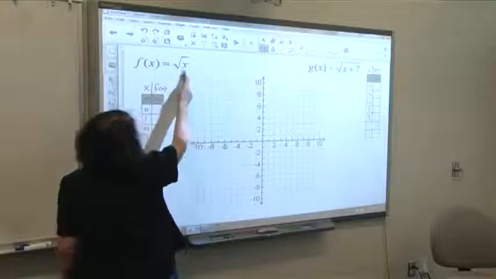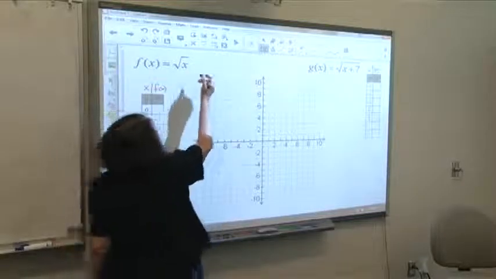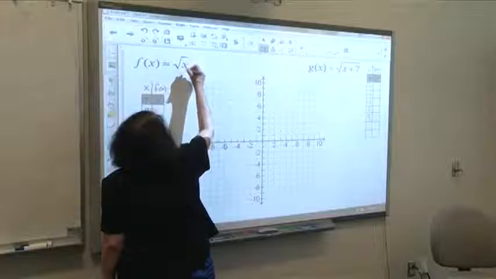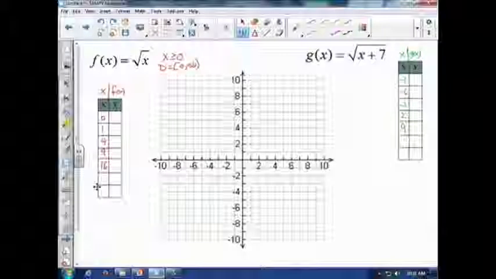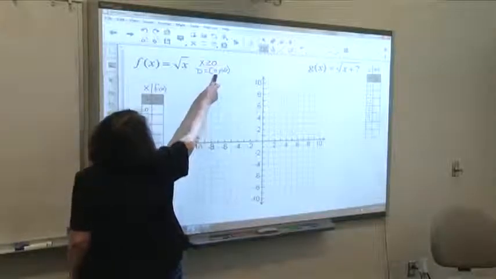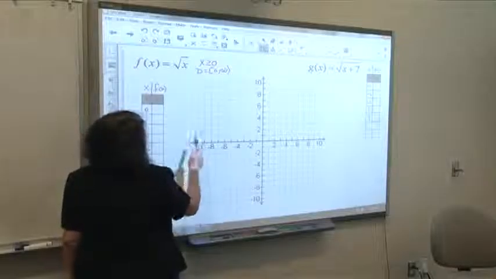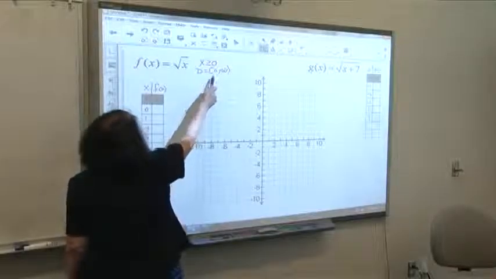OK, so the basic function, the square root of x. If I want to graph it, I'm going to choose values for x. Remember, it really helps to know what the domain is. The radicand should always, for the square root function, be greater than or equal to 0. So the domain is 0 to infinity. That helps you look at the domain first before you make your table, because if the domain can't take negative numbers, you can't have negative numbers on your table. You'll be wasting your time.